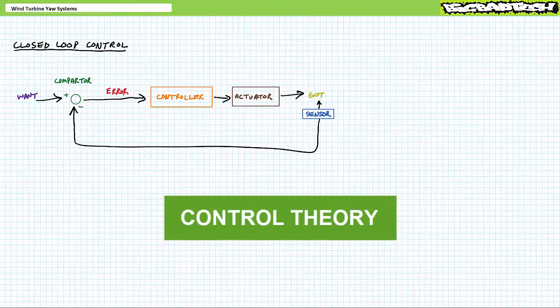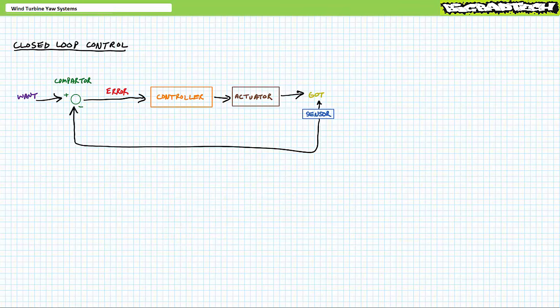Control theory. Lastly, automated systems often rely on closed-loop control to ensure the output of the system meets expectations. Here is a very quick summary of closed-loop control. There are numerous terms associated with closed-loop control systems that differ from industry to industry, and I've found it easier to refer to them as what you want and what you got.